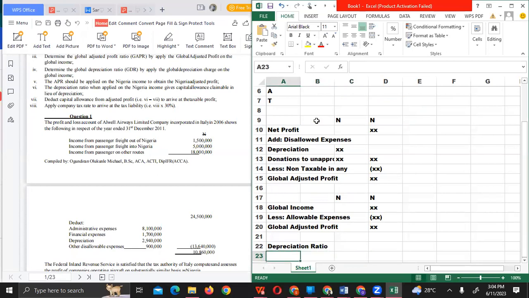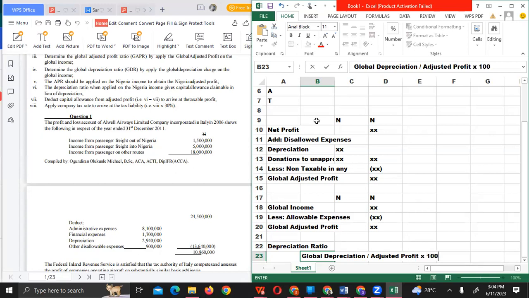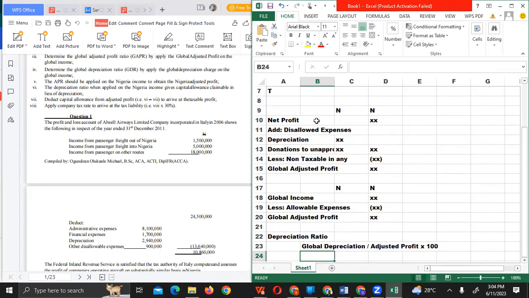Are we together, please? Yes. So the global depreciation ratio will be the global depreciation divided by adjusted profit times 100. That would be the global depreciation ratio. And the adjusted profit in this context is the global adjusted profit.